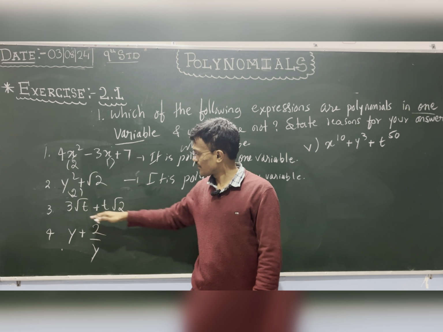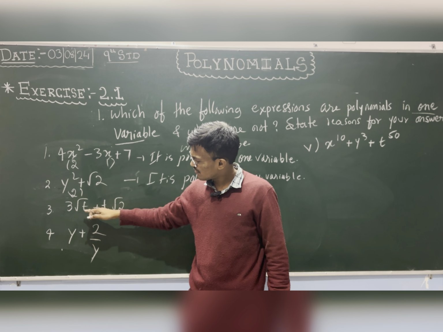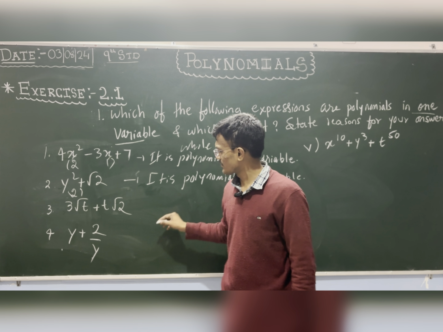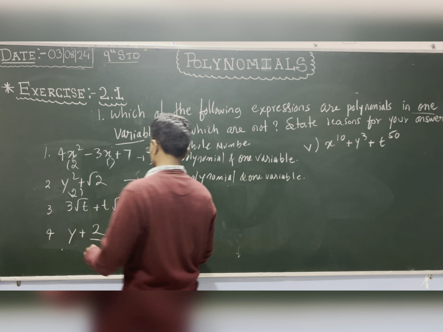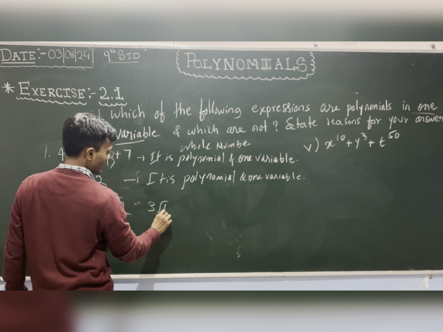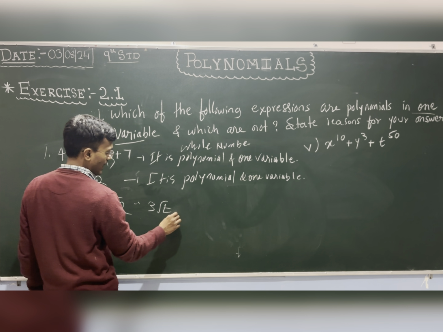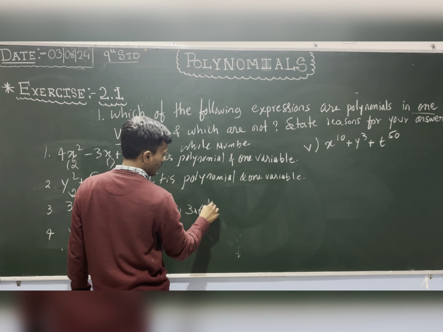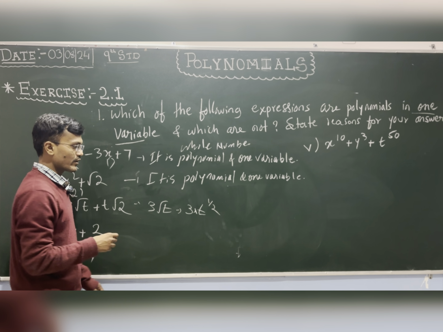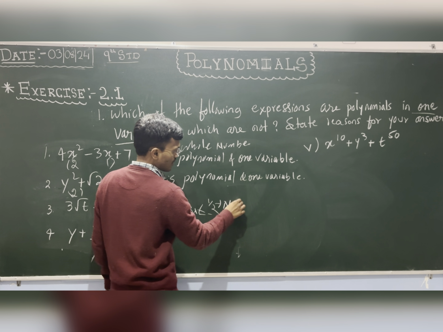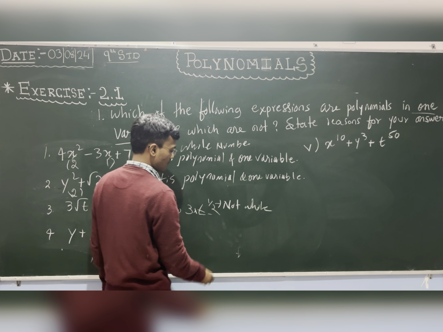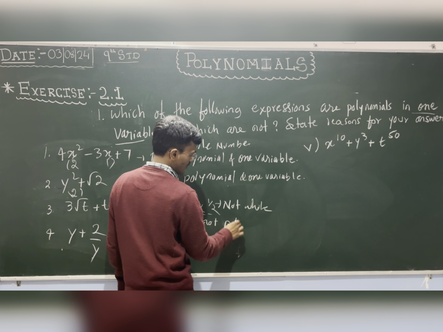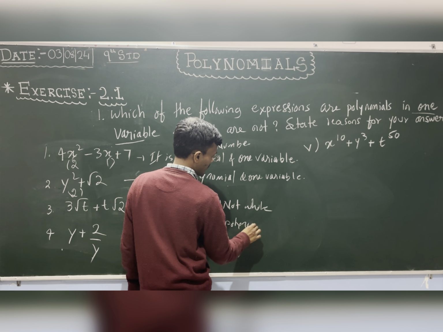Question number 3, 3 root t plus t root 2. Here there is a simplification: 3 root t we have to write as 3 into t to the power of 1 by 2. So t to the power of 1 by 2 is not a whole number. For that reason, it is not a polynomial.